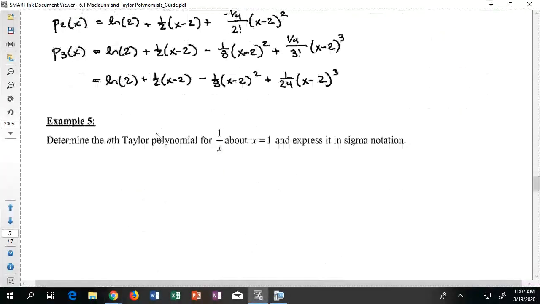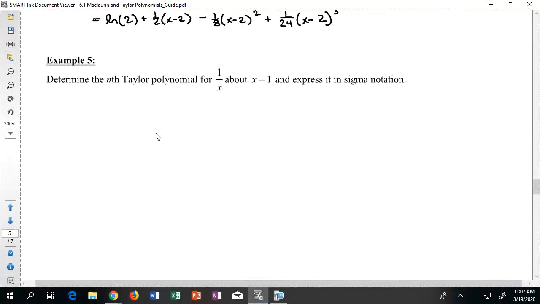All right, we're going to move on now to example number 5 and try to get a sense of how we can actually start to determine an nth Taylor polynomial. In the example above, we looked at a polynomial of degree 0, degree 1, degree 2, and degree 3, but how would I determine a polynomial with degree n?